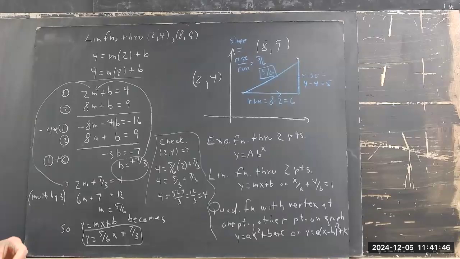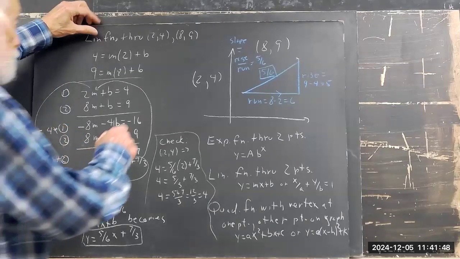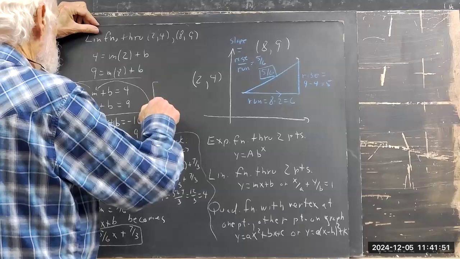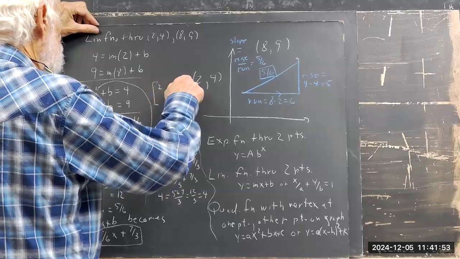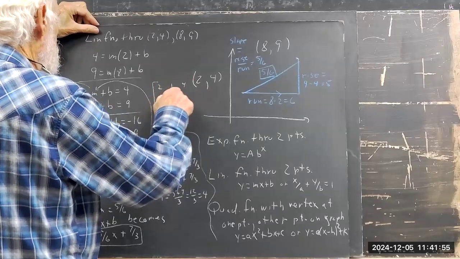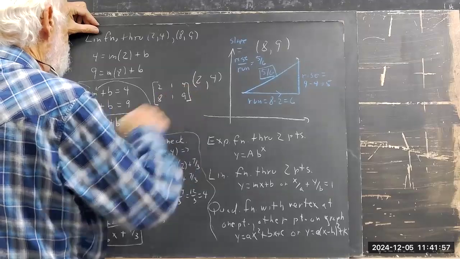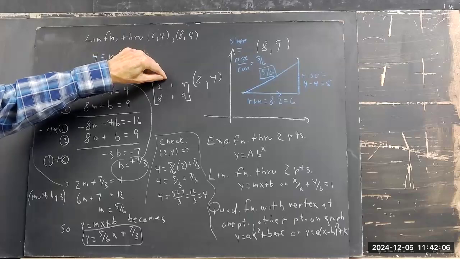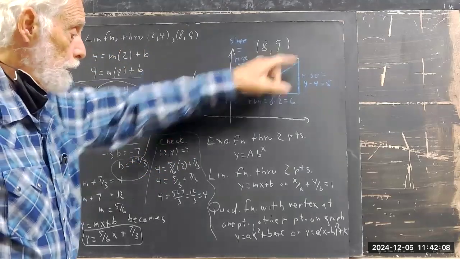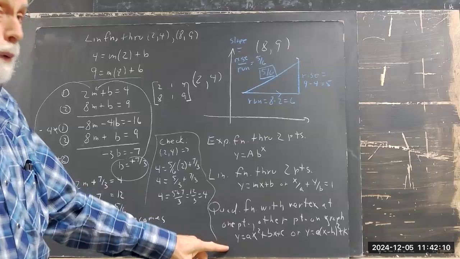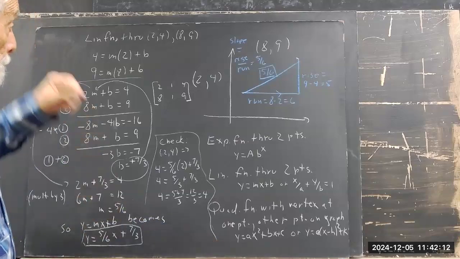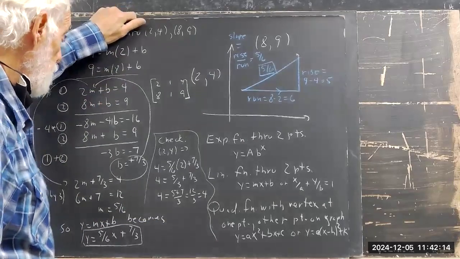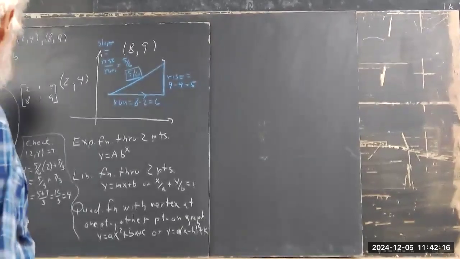I will also mention that we could have used an augmented matrix. You could have taken the matrix 2, 1, 4, 8, 1, 9, and reduced it. I'll probably come back and do that, but I don't want to take us too far away from finding the quadratic function.